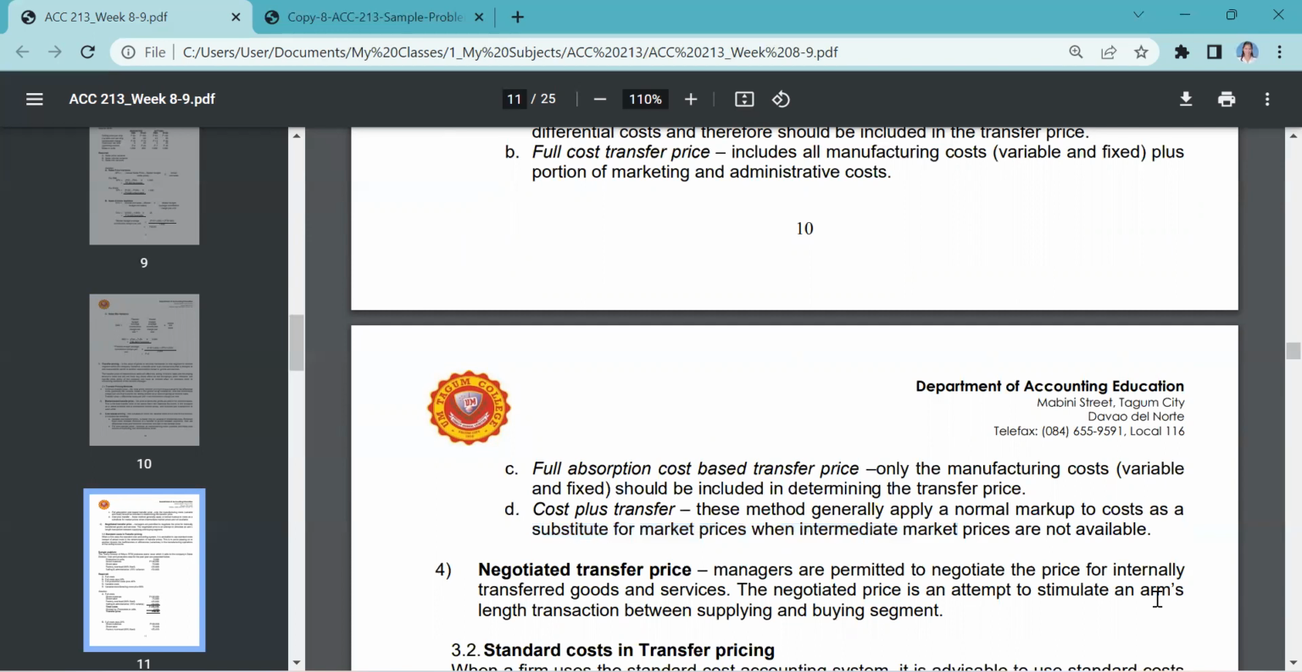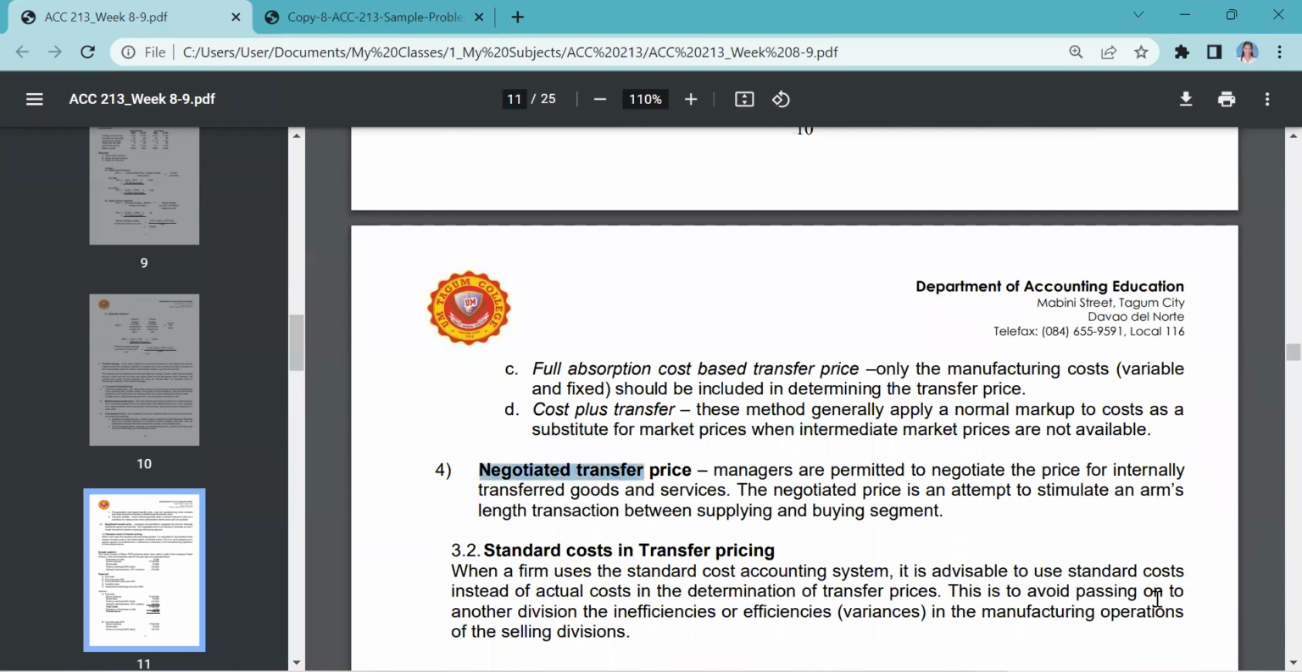of your product. So the last one is the negotiated transfer price. So managers are permitted to negotiate the price for internally transferred goods and services. So they just come to an agreement. So the negotiated price is an attempt to simulate an arm's length transaction between the supplying and the buying segment. So they just agree on what the transfer price will be.